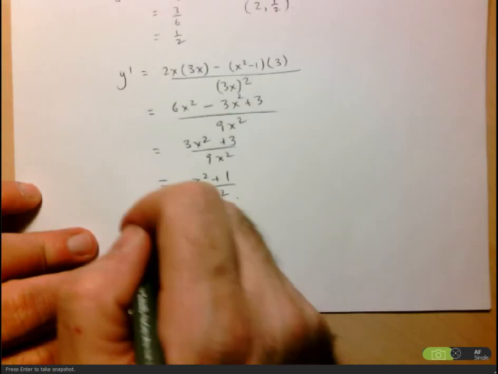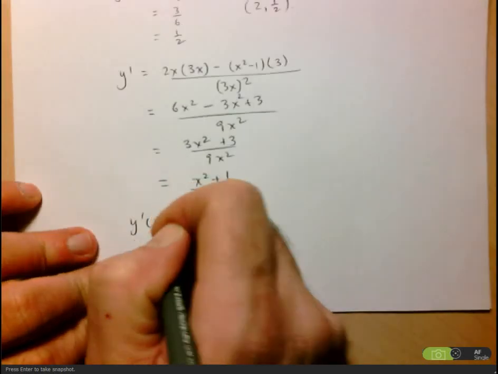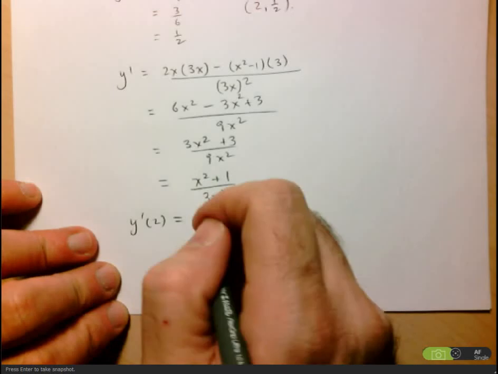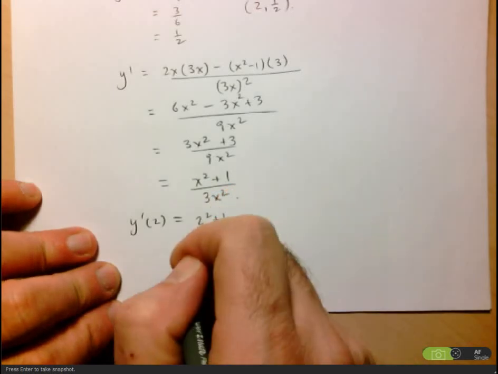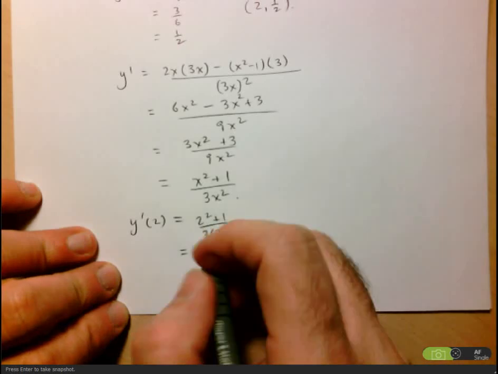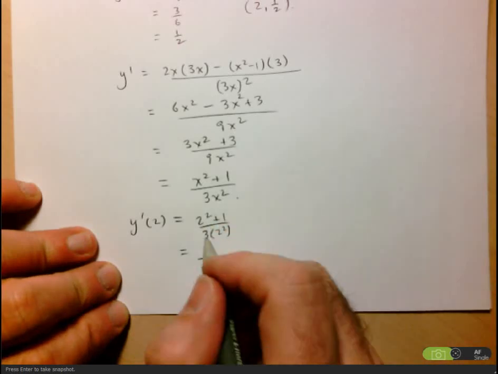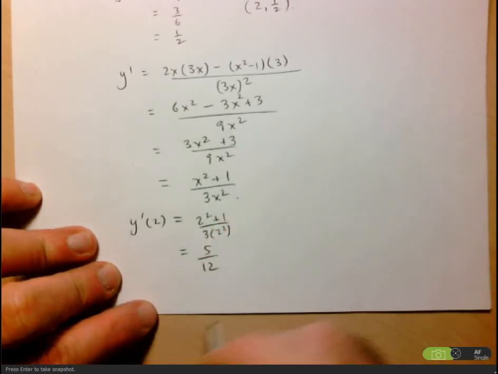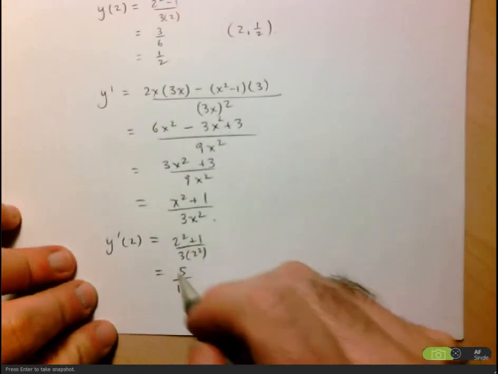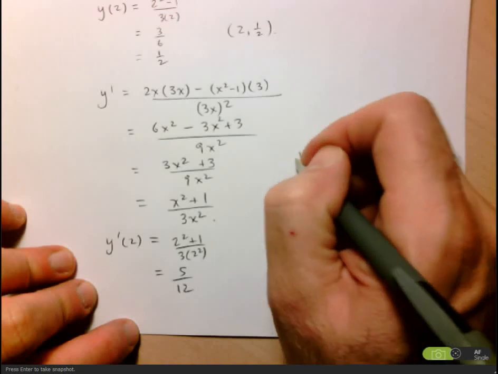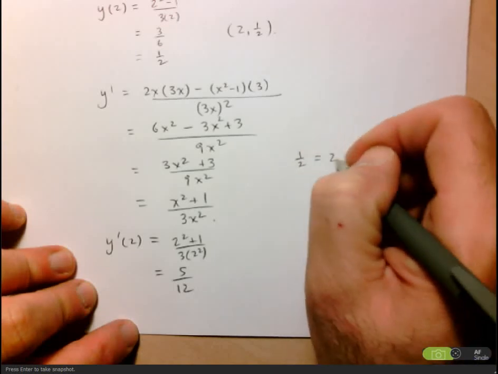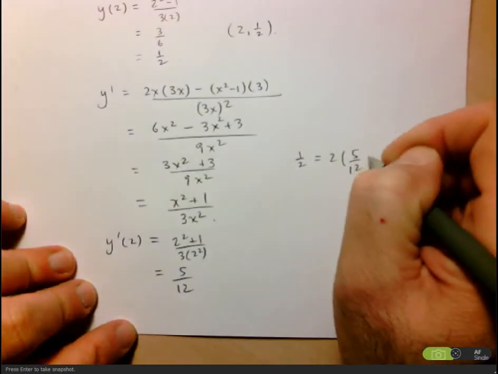Okay, so now we'll find y prime at 2, since that's what we need. So 2 squared plus 1 over 3 times 2 squared. So we're left with 4 plus 1 is 5, and 3 times 4 is 12. Okay, so now that we have our point and we have our slope, we can find the equation of the line. Okay, so 1/2 is equal to 2 times 5 over 12.